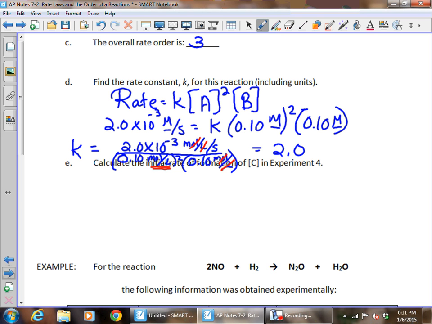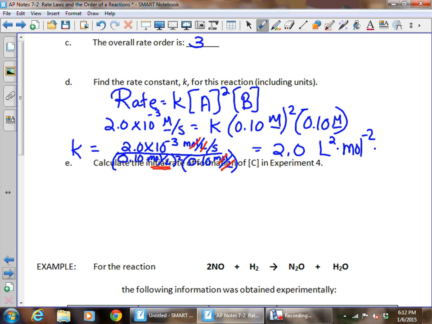My units are going to be reciprocal moles per liter. What do you get when you get reciprocal moles per liter squared? You get liters squared on top, moles squared on bottom. Now the way AP writes that is moles to the negative 2 to show that that would be on bottom.